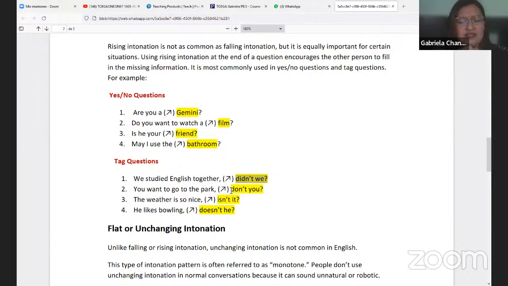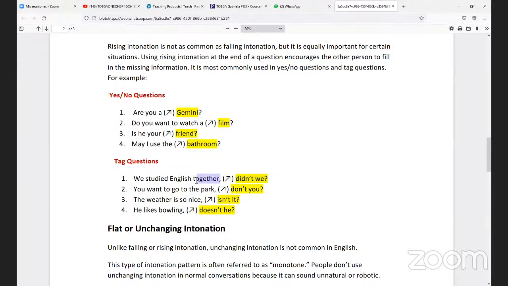Are you a Gemini? Yeah. Do you want to watch a film? Mm-hmm. Is he your friend? May I use the bathroom? Okay, great, excellent. Tag questions.